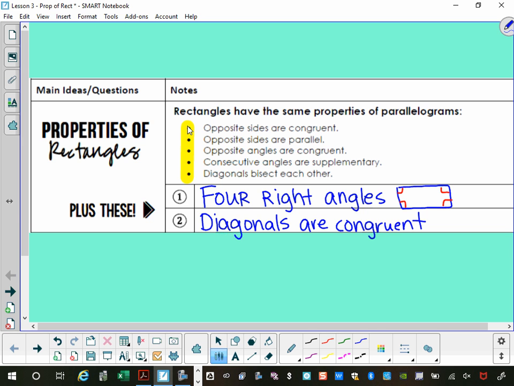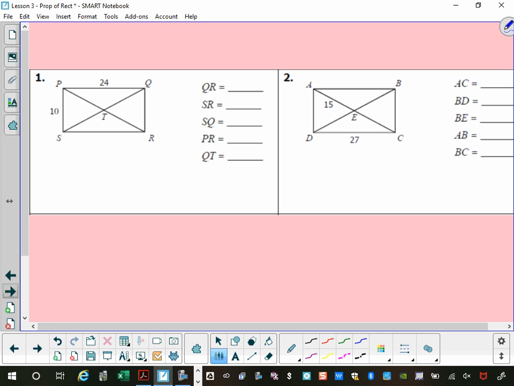Any questions on the properties? Okay. So, number one, let's fill out this picture. They're asking for QR. What is QR going to be? 10. How do I get 10? Because it's the same as CS, right? So QR is 10. What about SR? 24. Okay, we all agree that SR is 24 because opposite sides are parallel and congruent.